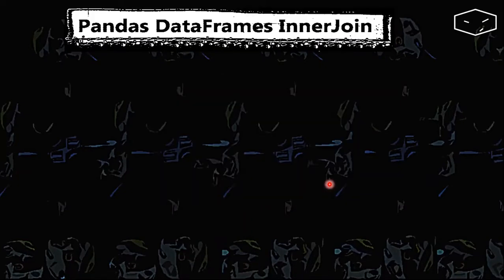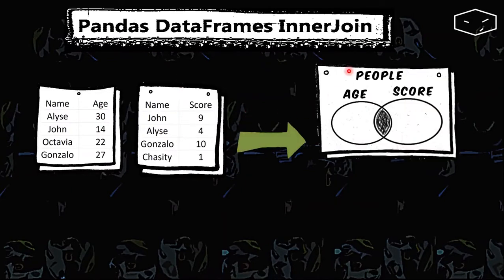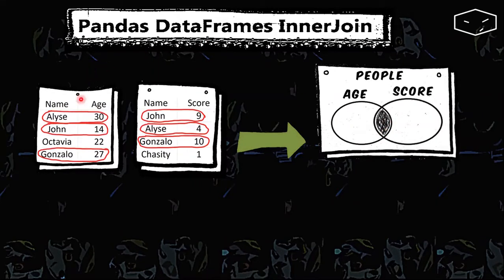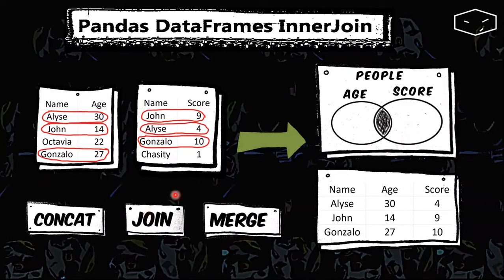Hello! Well, here we will use two data frames, one for the age and the other for the score. Usually an inner join is represented like this, and this means that we will take what is common in both data frames and get a result like this, where we have the age and the score, just the common values, okay? And we can do this with a concat, a join and a merge.